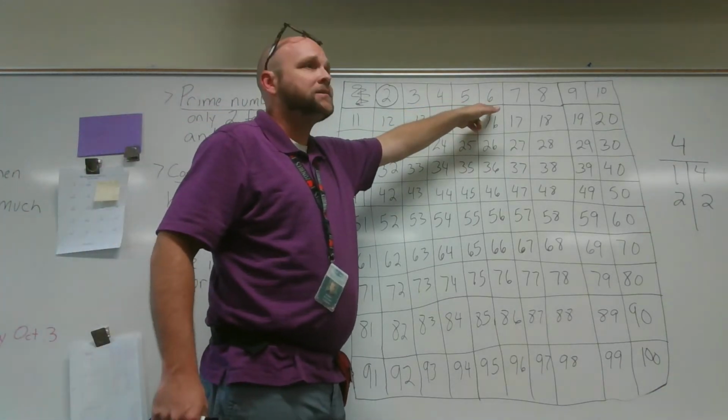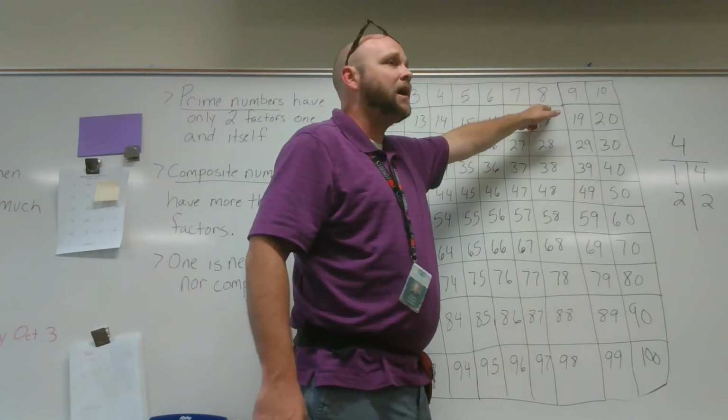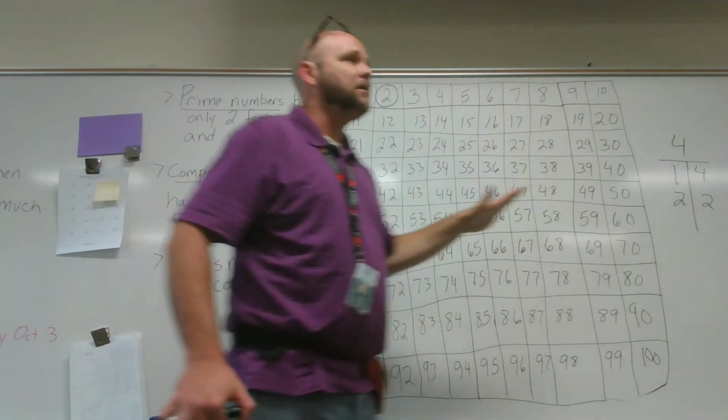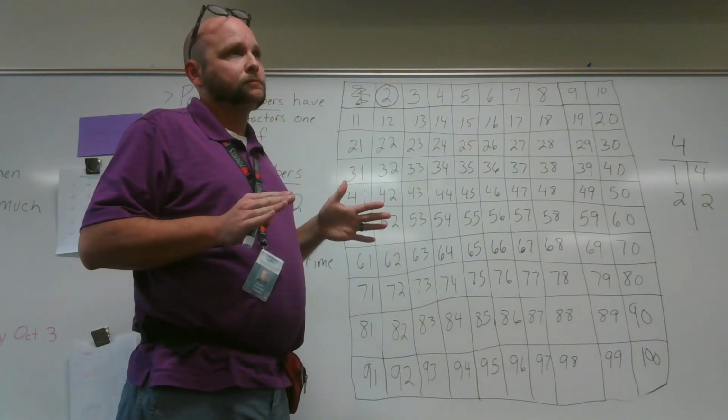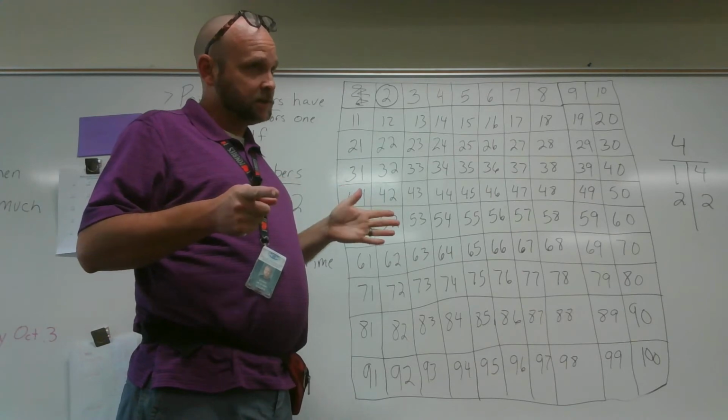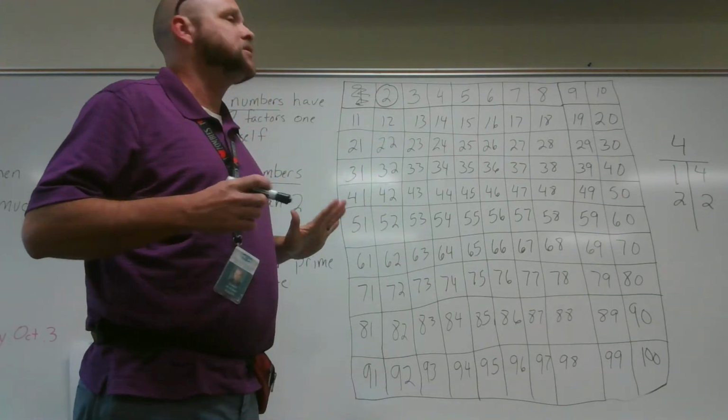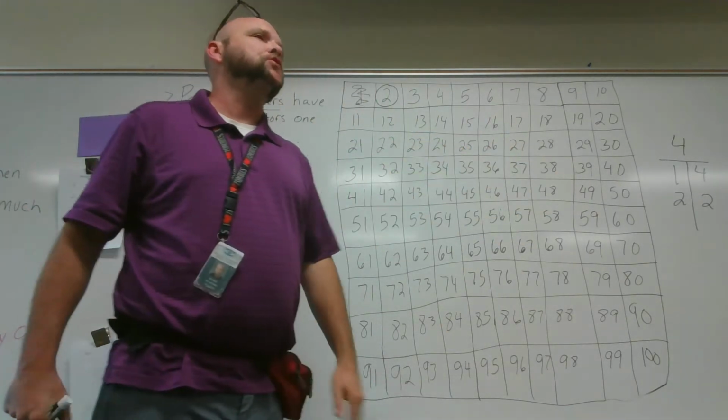You can use 2. 2 times 3 is 6. 2 times 4 is 8. 2 times 5 is 10. So every even number has 2 as a factor. Kind of make sense? So we want to cross off everything that has 2 as a factor.